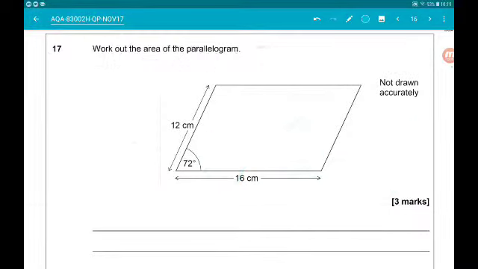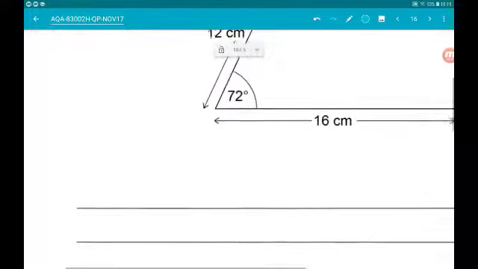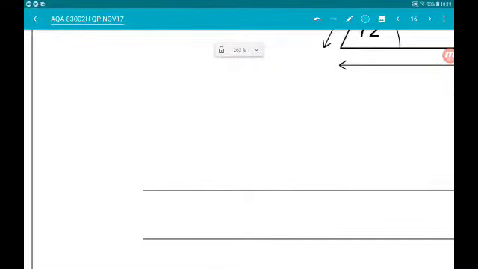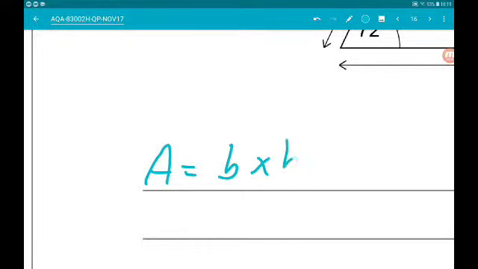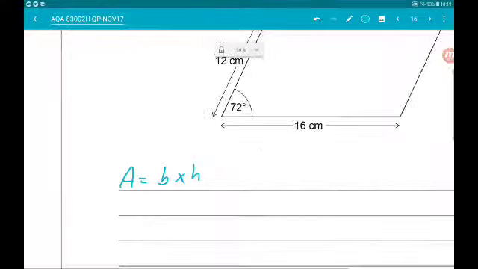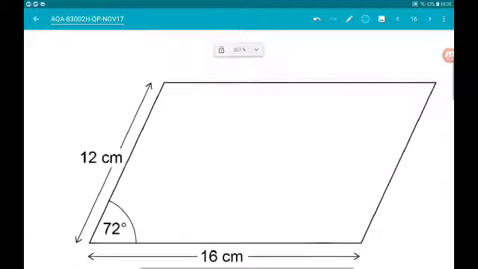Okay, question 17. Now I know this one caused a lot of problems, mostly because people don't know how to work out the area of a parallelogram. It's exactly the same as a rectangle. So the area is base times height. Now the only problem is that we don't know the height of the parallelogram, but we can work it out.